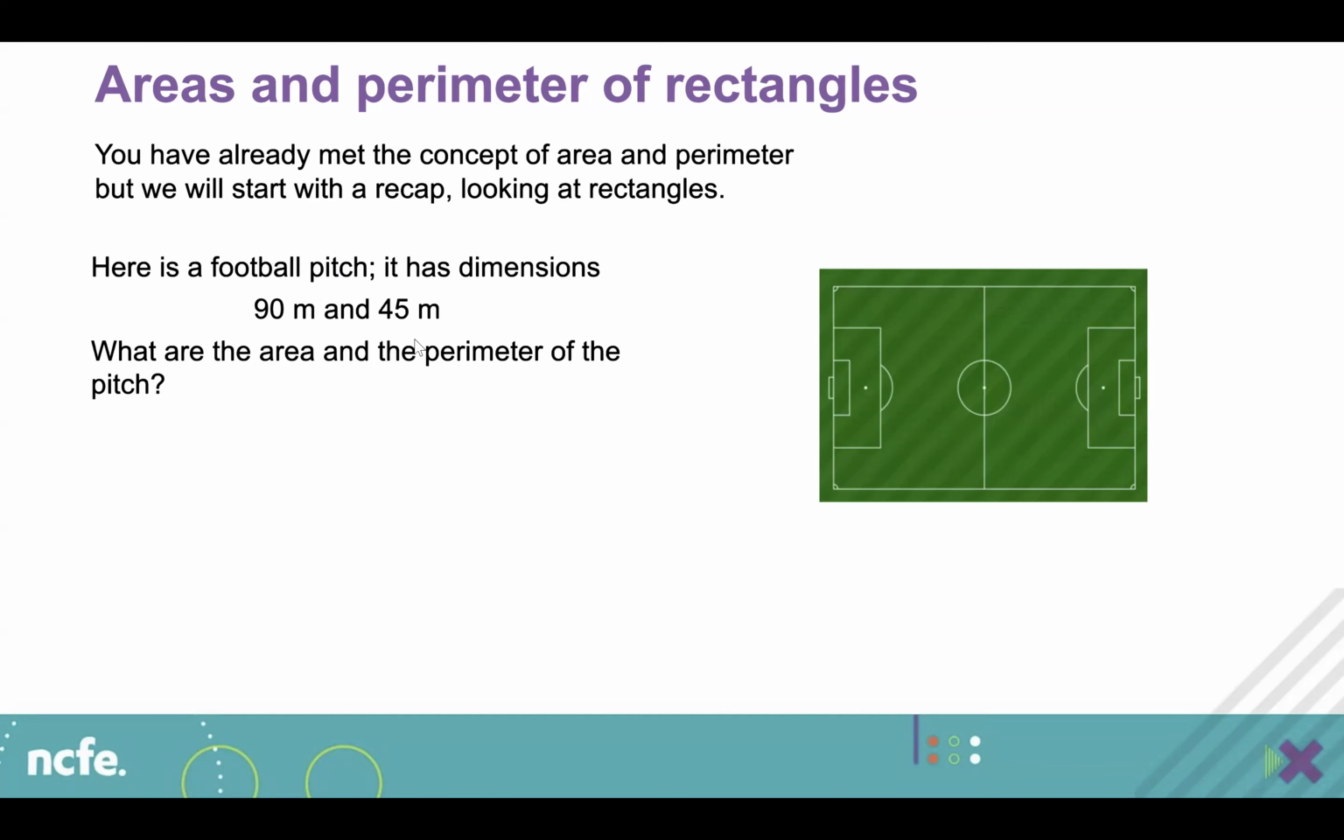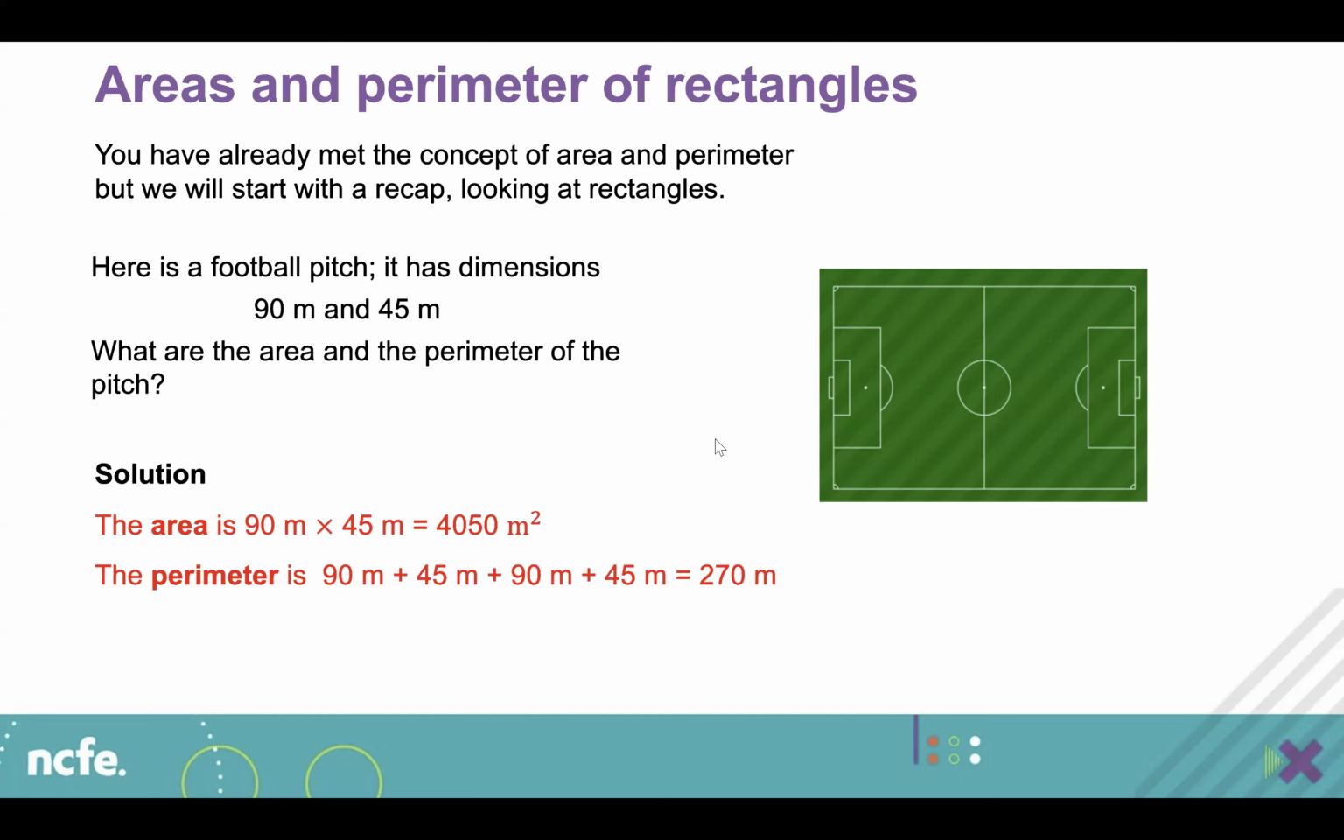Here is a football pitch. It has the dimensions of 90 meters by 45 meters. What is the area and perimeter of the pitch? To work out the area, you multiply the height times the width, or the length times the width, sorry. So it would be 4,050 meters squared.